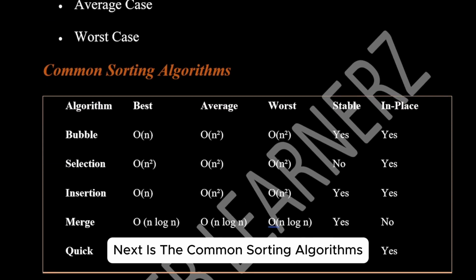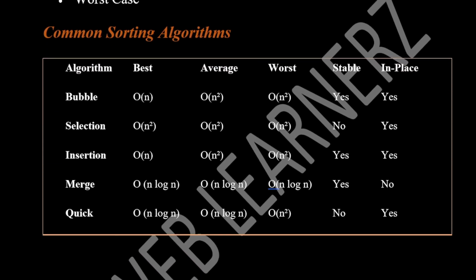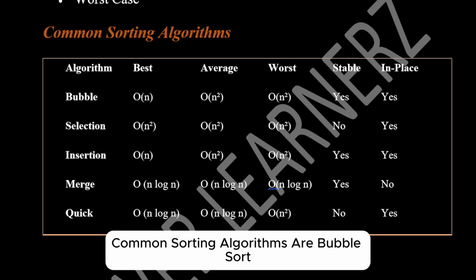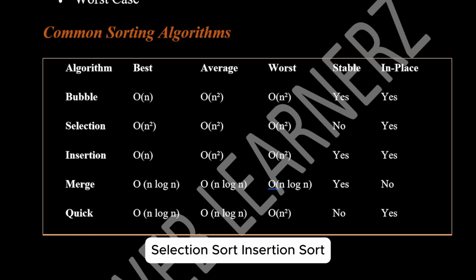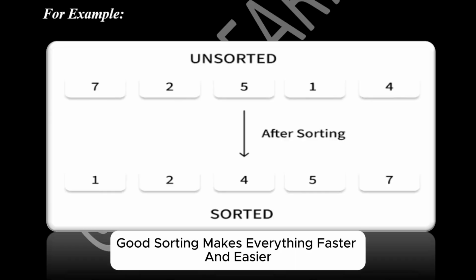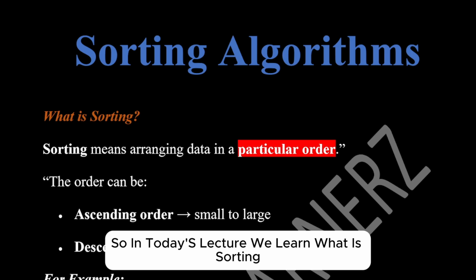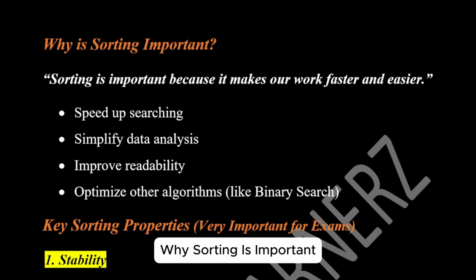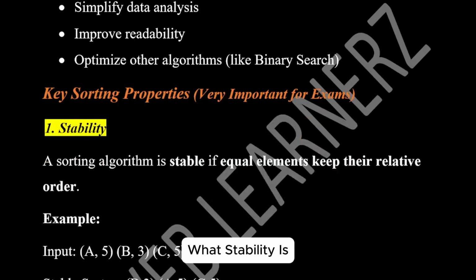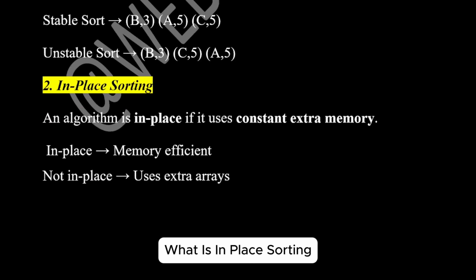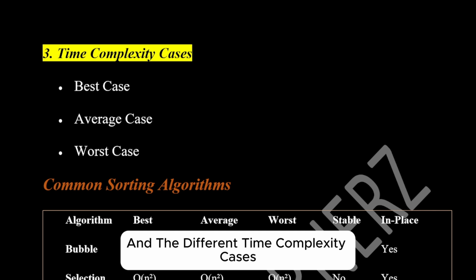Next are the common sorting algorithms. Common sorting algorithms are bubble sort, selection sort, insertion sort, merge sort, and quick sort. Good sorting makes everything faster and easier. So in today's lecture, we learned what is sorting, why sorting is important, what stability is, what is in-place sorting, and the different time complexity cases.